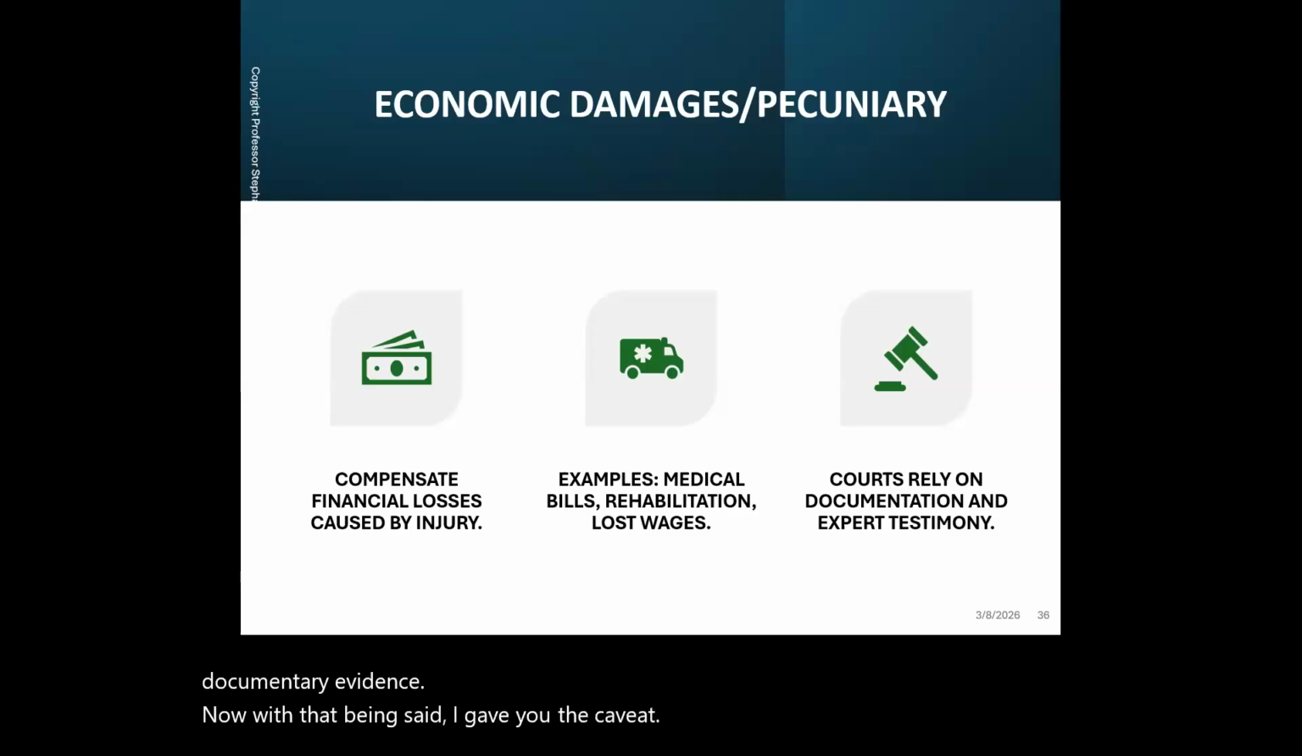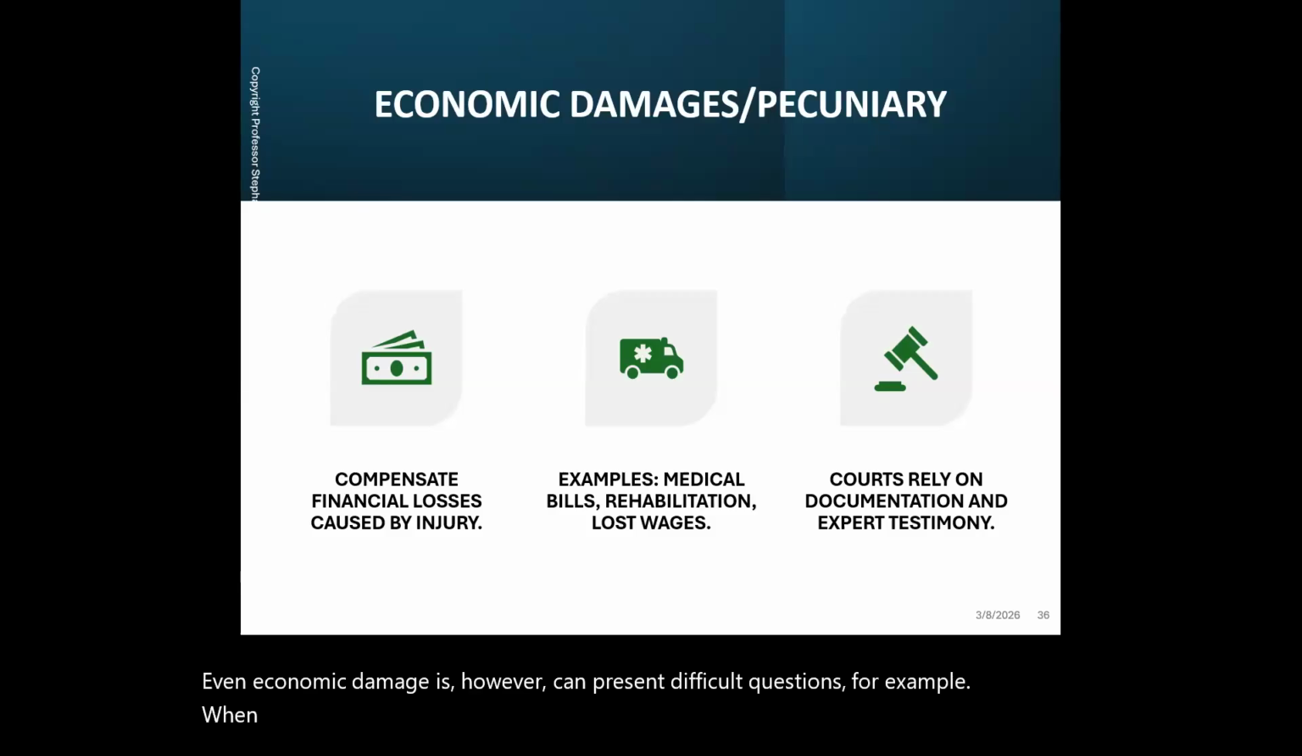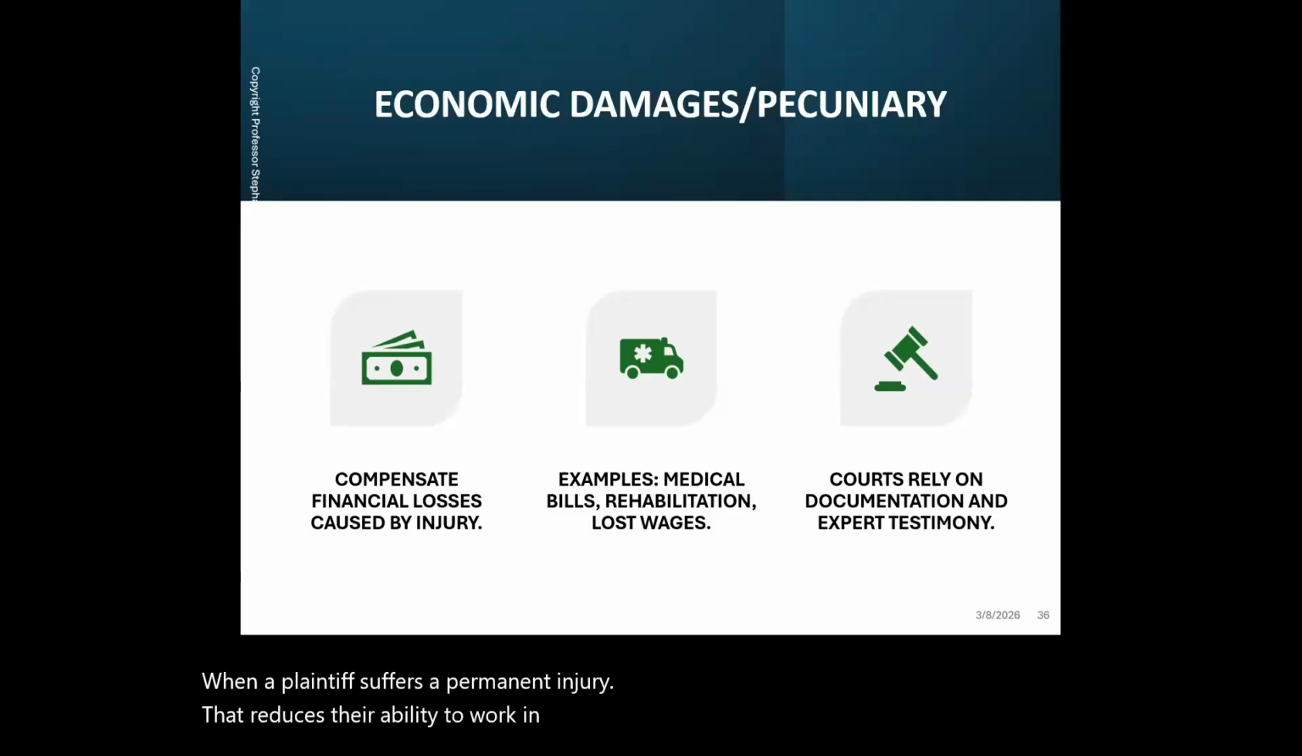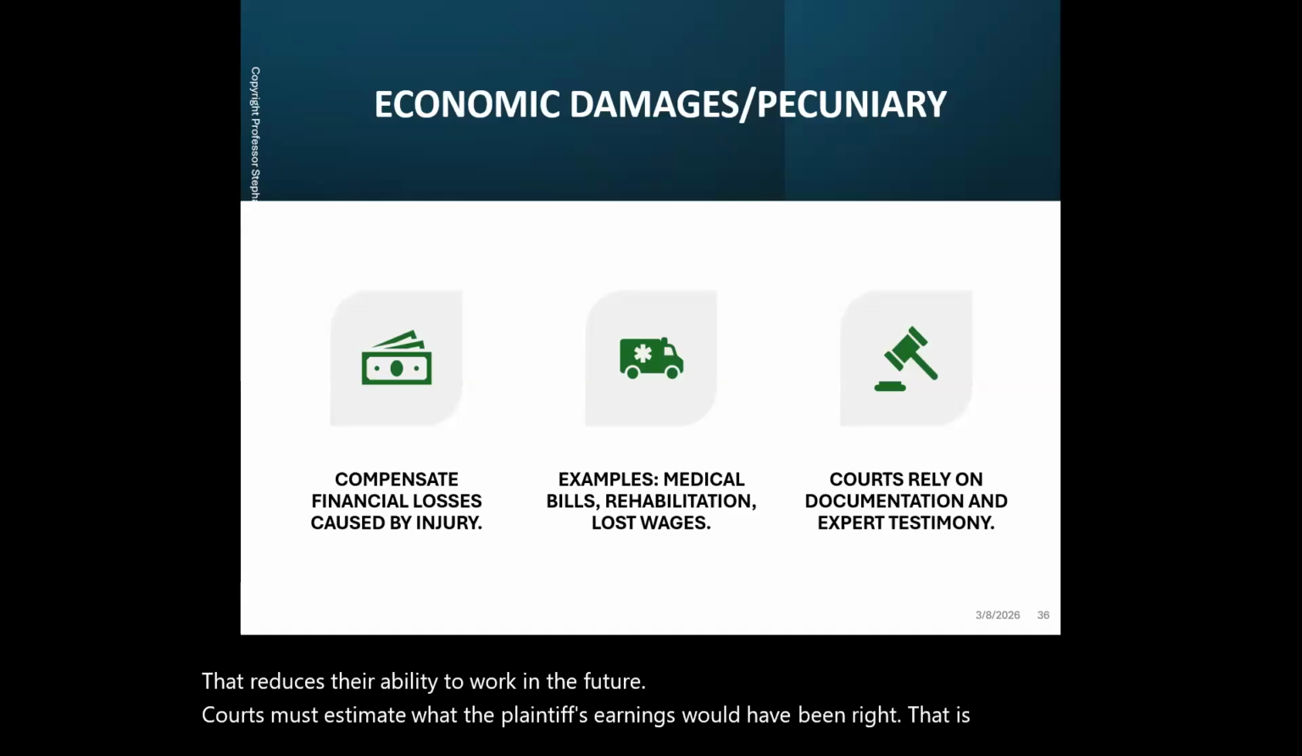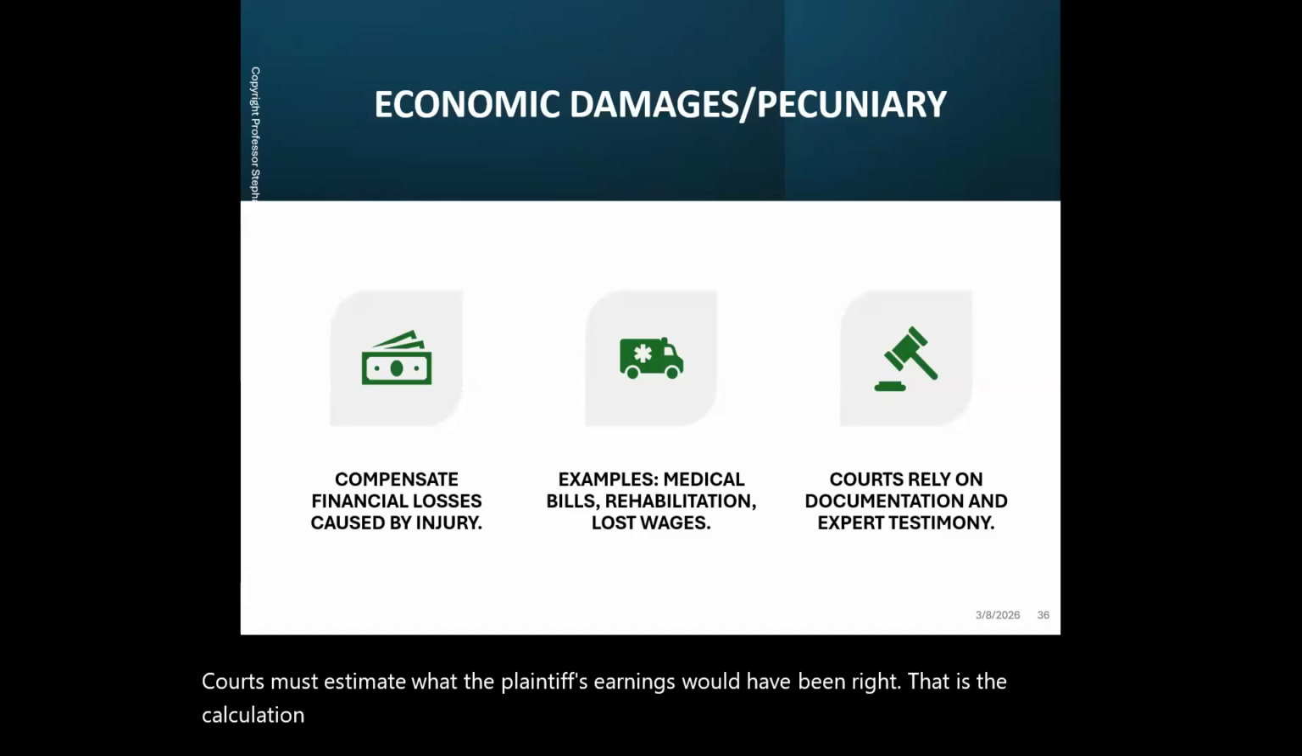Even economic damages, however, can present difficult questions. For example, when a plaintiff suffers a permanent injury that reduces their ability to work in the future, courts must estimate what the plaintiff's earnings would have been, right? That is the calculation of a future number. See the importance of experts, right?